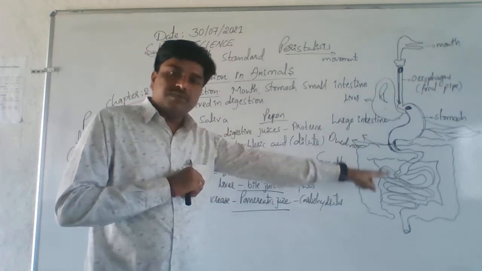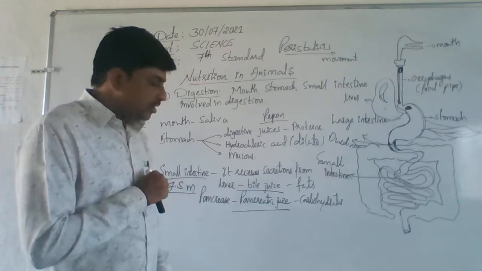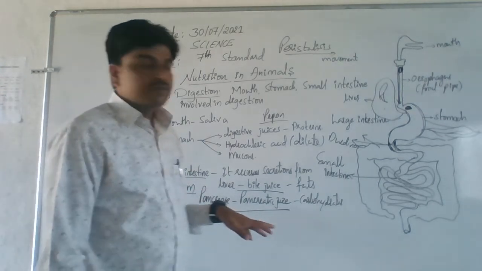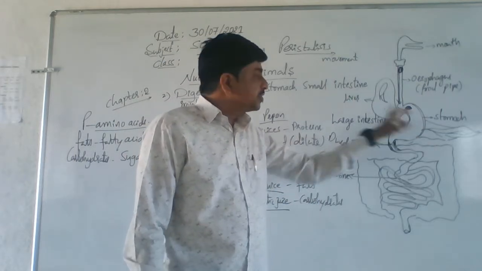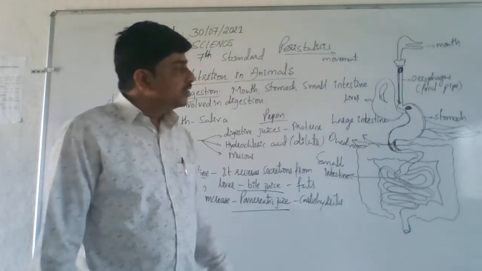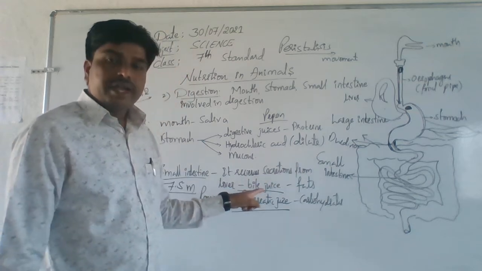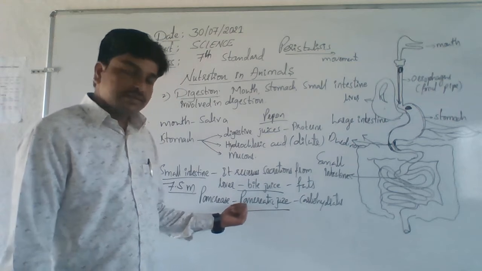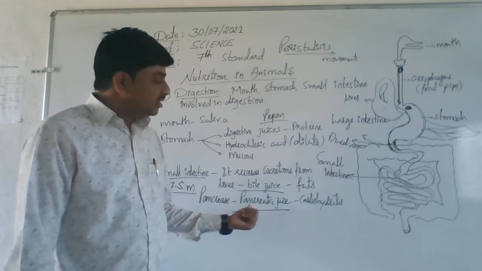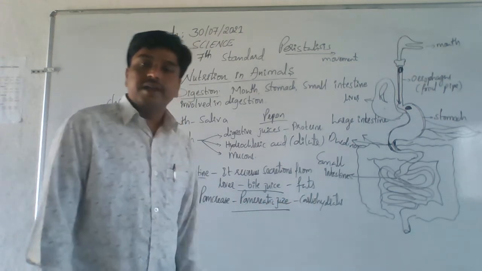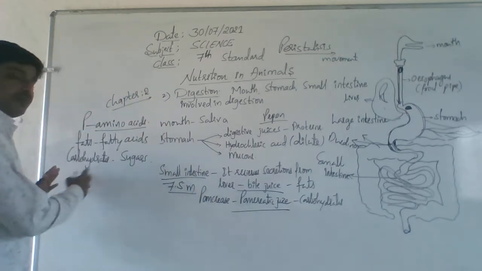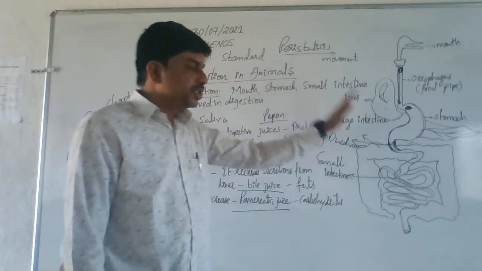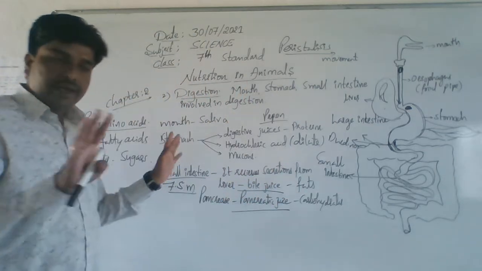Then the partially digested food enters the small intestine. The length of the small intestine is 7.5 meters. This small intestine receives secretions from the liver and pancreas. The liver secretes bile juice that helps break down fats into fatty acids, and the pancreas secretes pancreatic juice that helps break down carbohydrates. Carbohydrates are finally broken down into sugars. Hence we say complete digestion takes place in the small intestine.